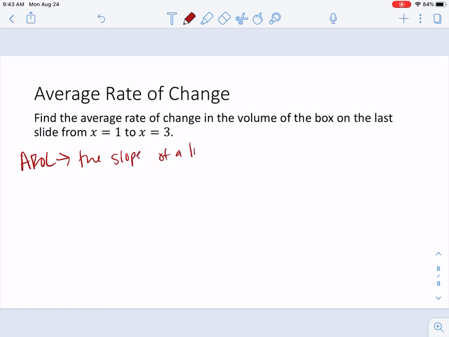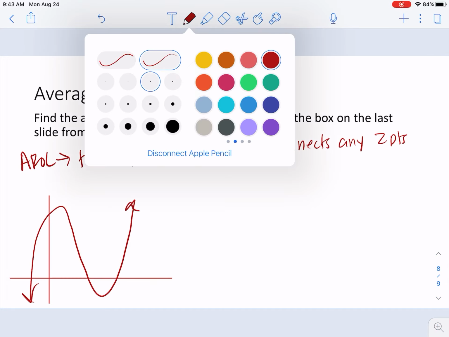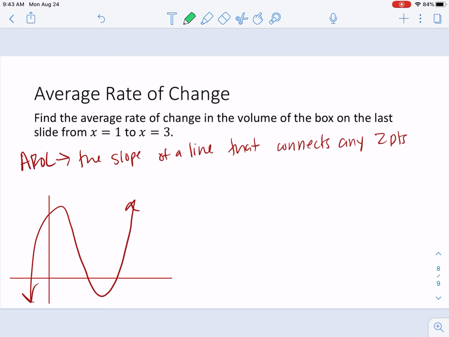of a line that connects any 2 points. So, if I had this, because this is a polynomial, it does not actually have slope, and that's because slope is a constant rate of change. Here we're talking about the average rate of change. So even here, if this was x equals 1 and this is x equals 3, we would connect those 2 points, and we would find the slope of this line.